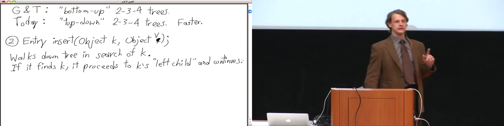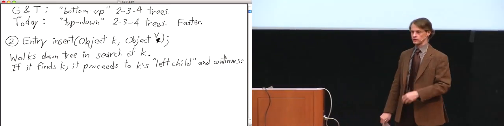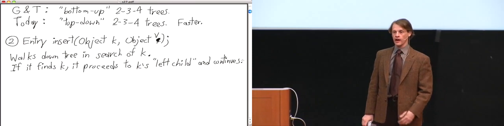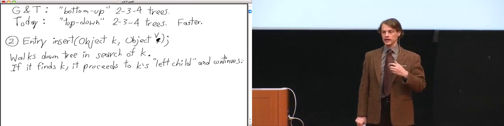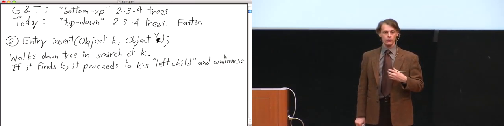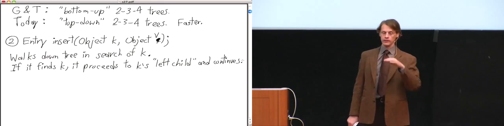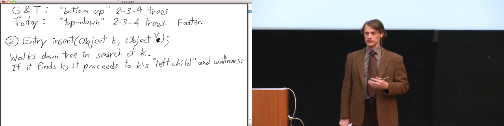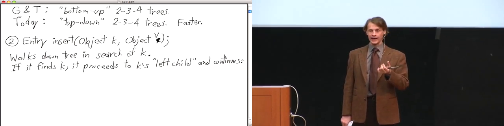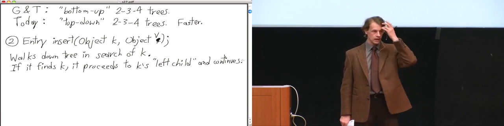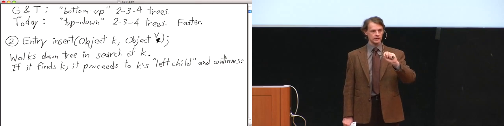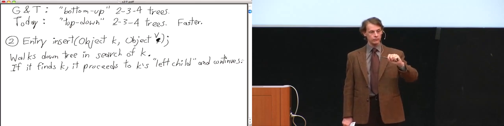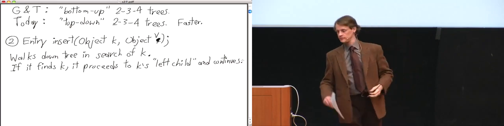Now, one big difference between find and insert, and this is a really crucial difference, is as we walk down the tree, we're going to occasionally restructure it. We want to restructure it in such a way that when we get to the bottom of the tree, there will be room for the new key to be inserted. So the way we restructure it is whenever we encounter a node that has 3 keys in it, we're going to take the middle of those 3 keys and move it up into its parent.